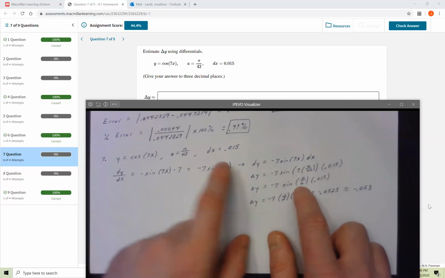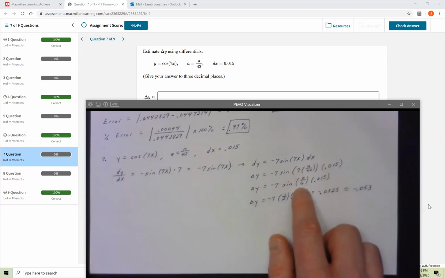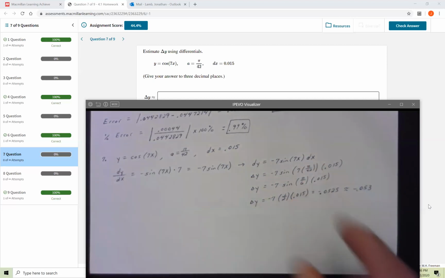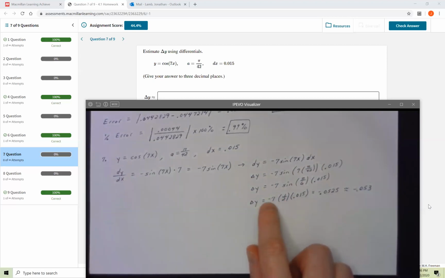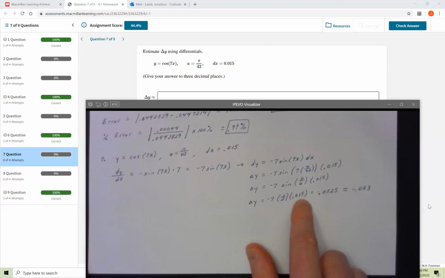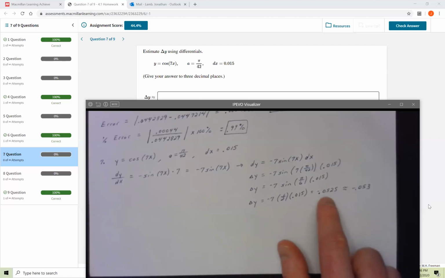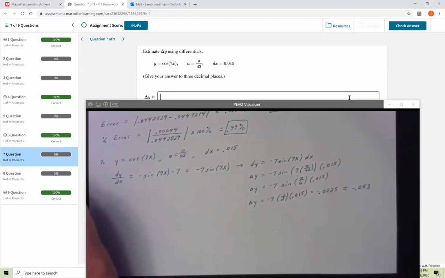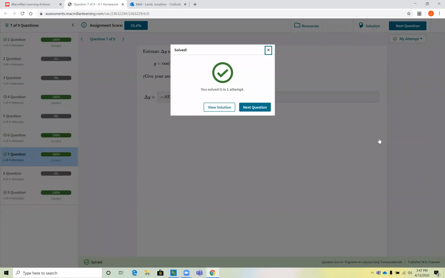From this step to this step, I just said 7 pi over 42. It's the same thing as the sine of pi over 6. And I know that the sine of pi over 6 is simply 1/2. So I have negative 7 times 1/2 times a 0.015. And you can see here that I'd get the negative 0.0525, which rounds to a negative 0.053. That should be our answer here. If I go back here and try it, so I can say it's a negative 0.053. I check that answer. This should be right. And you can see, correct.